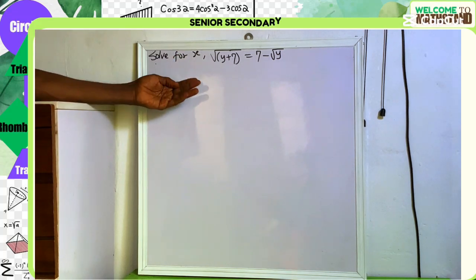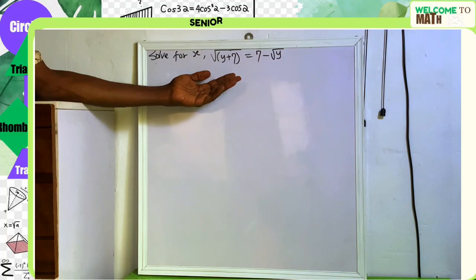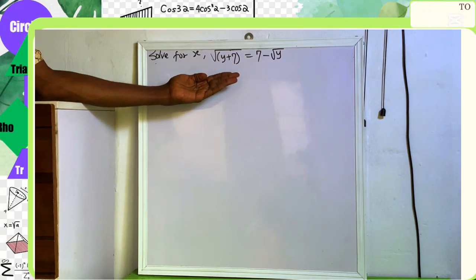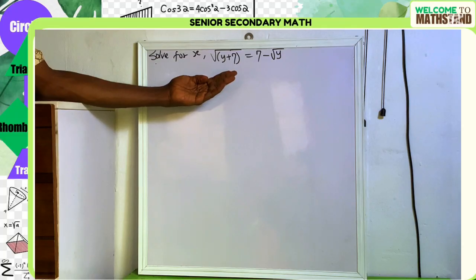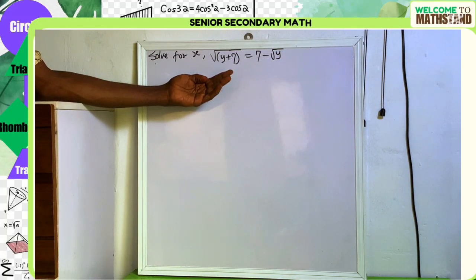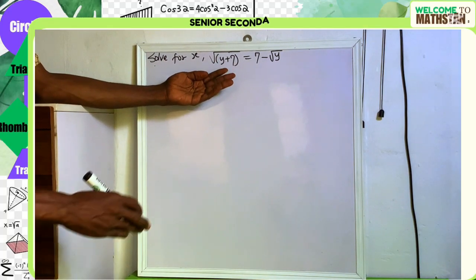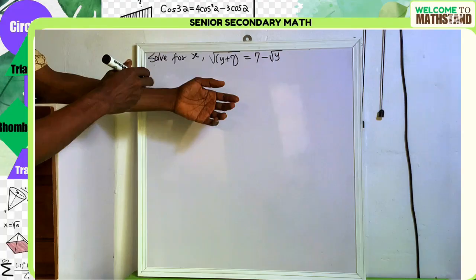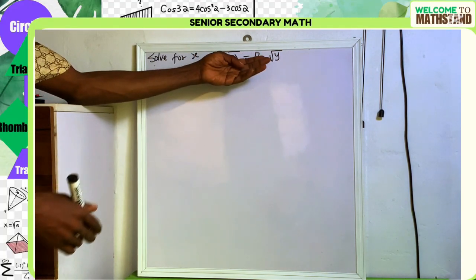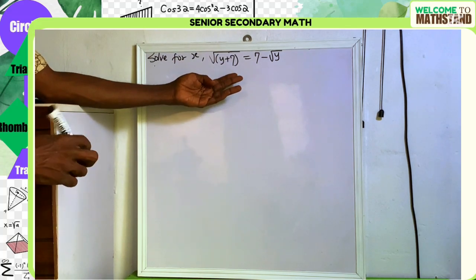So how can you solve this question? Solve for x. You remember in our previous video, we did something like this. In that particular video, we said it's best for us to have one part of the equation to be irrational, and the other one can be mixed, like we have here, irrational and irrational. So this one is already arranged.